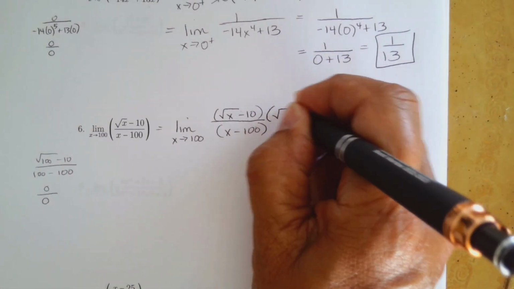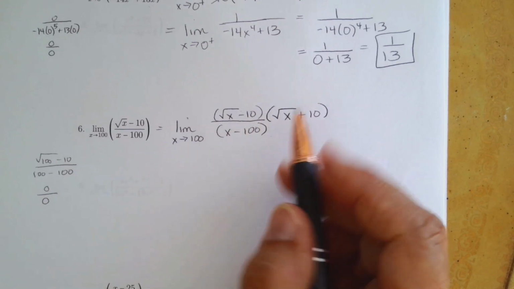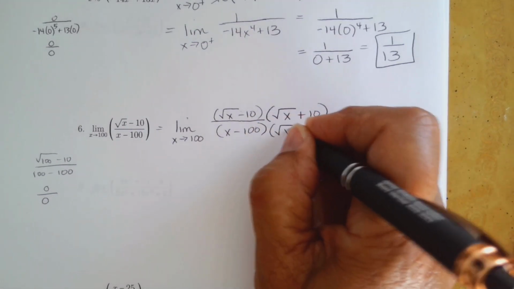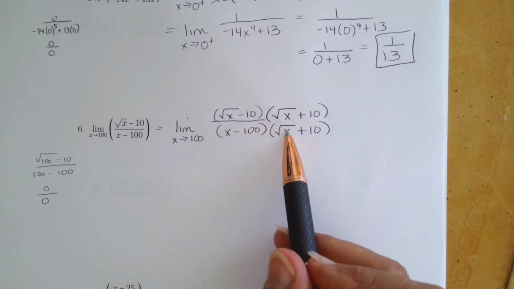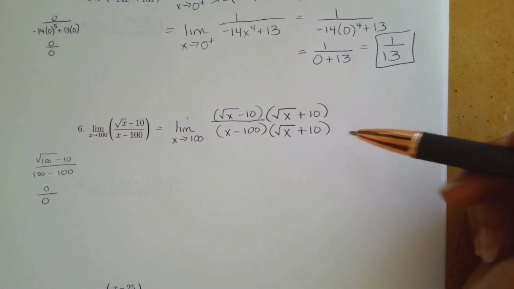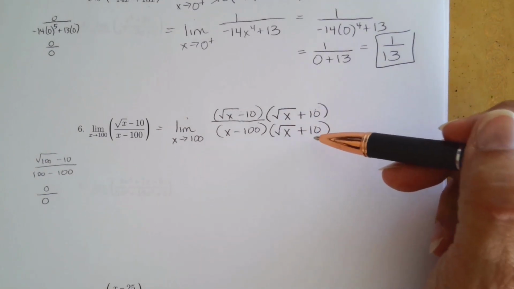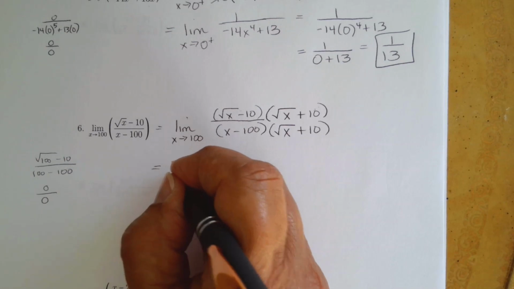So the conjugate of the radical term would be the square root of x plus 10, opposite sign. So whatever you do to the top, you got to do to the bottom. So you don't want the conjugate of both. You just want the conjugate of the term with the radical. And then you're going to multiply the top and the bottom by that. All right. So that's how you set this problem up.